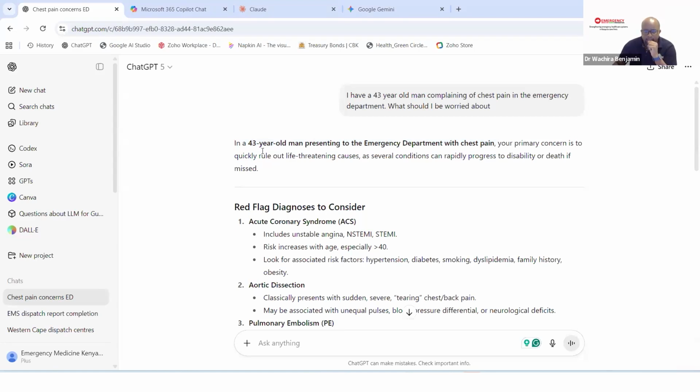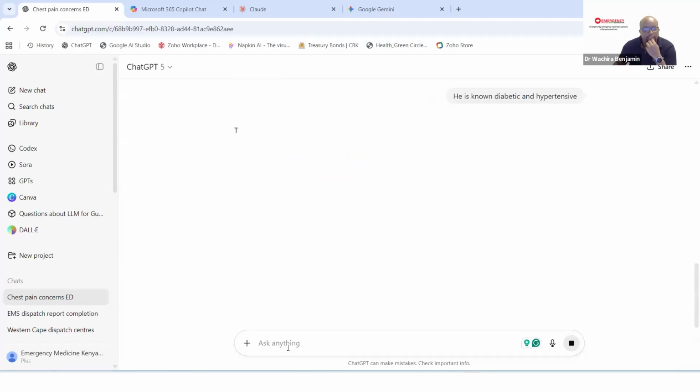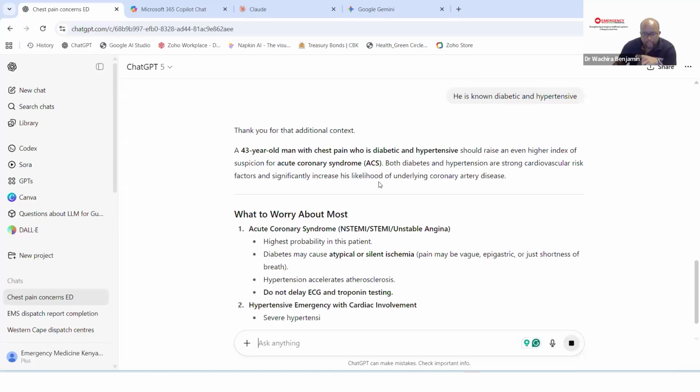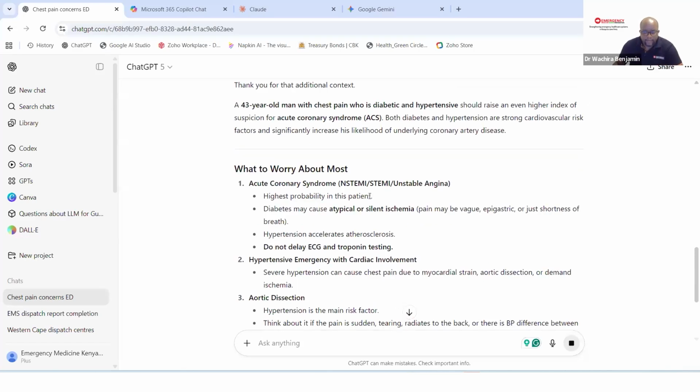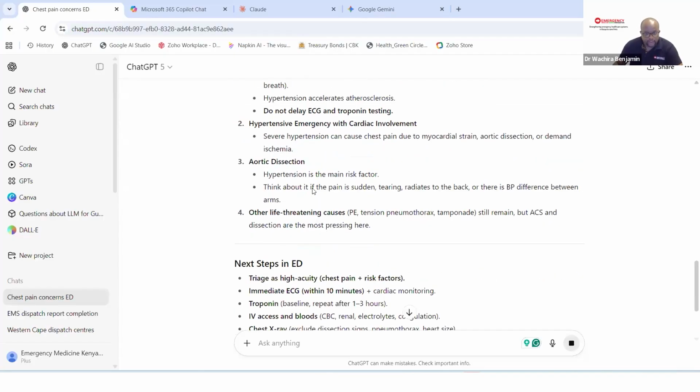So I started with a 43-year-old man presenting with chest pain. And so it's given me all these red flags to think about. Okay, so when I examine the patient, I find he is diabetic and hypertensive. I'm giving the AI a bit more information. As you can see, it's now narrowed down quickly to acute coronary syndromes, all right? And it could be a hypertensive emergency. That's a new one. Severe hypertension still says aortic dissection is a risk factor.